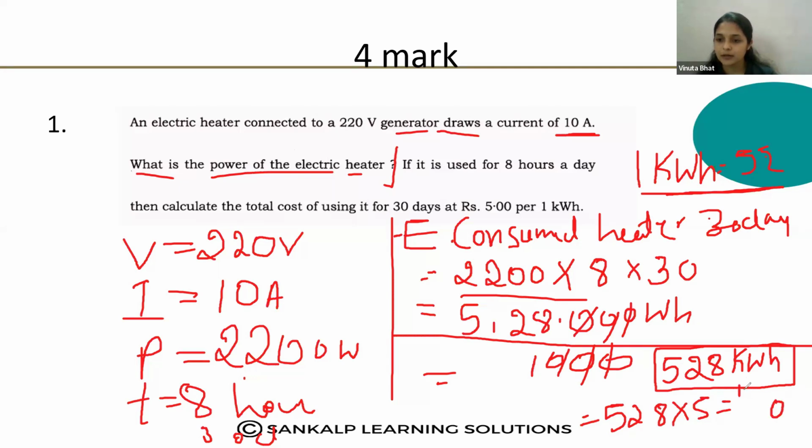5 8s are 40, carry 4. 5 2s are 10, 14, carry 1. 5 5s are 25, 26, so 2,640 rupees. This will be the answer. What is the cost? That is 2,640 rupees. Yes, in this method, you have to solve the question.